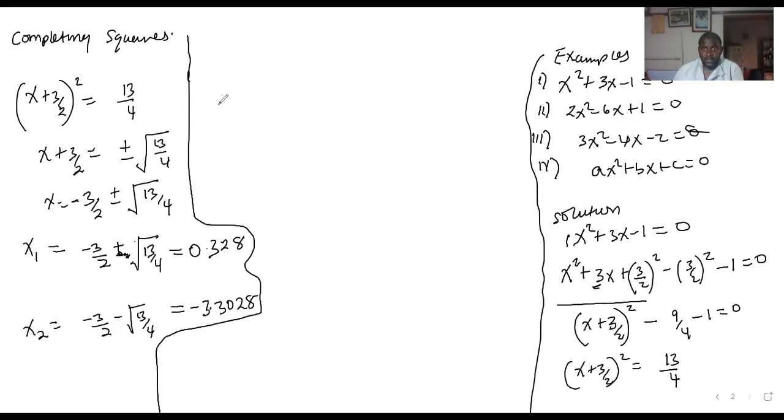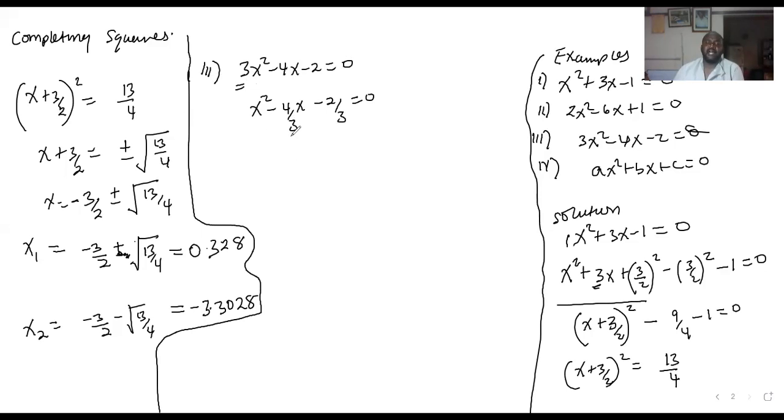So which one should I try out? Roman 2 or Roman 3? Roman 3. Okay. Roman 3 says 3x squared minus 4x minus 2 is 0. You first divide by 3, the coefficient of x squared. So we shall get x squared minus 4 over 3 x minus 2 over 3 is 0.